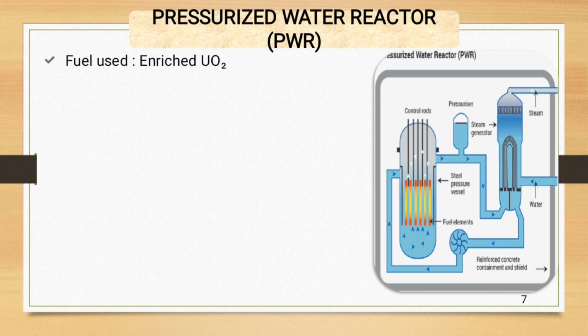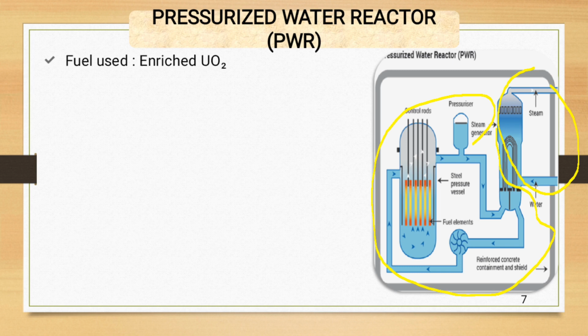The next type is pressurized water reactors. A pressurized water reactor uses enriched uranium dioxide as fuel. It uses two loops. The first one is the primary loop, that is here, and the second one is the secondary loop. The primary loop is at high pressure, while the secondary loop is unpressurized. The pressurized loop has a very high pressure that does not allow the water to boil at high temperature.